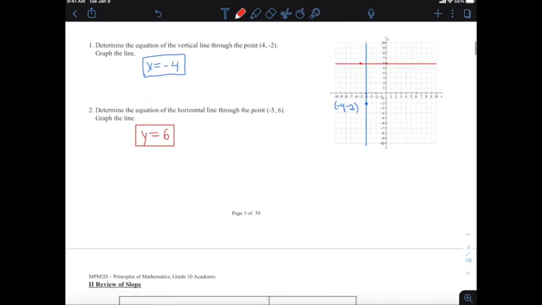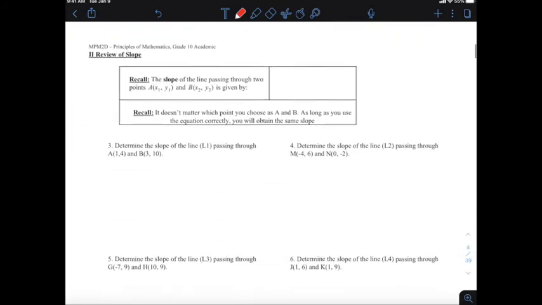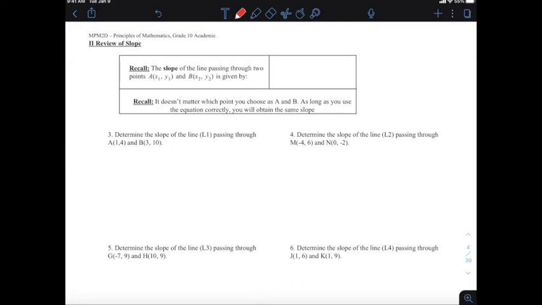All right, moving on. So let's talk quickly about slope. And the first thing I want to do is remind us what the equation for slope is. So slope, which is denoted by m, is y2 minus y1 divided by x2 minus x1. Okay, and that's the slope between 2 points A and B given like this.